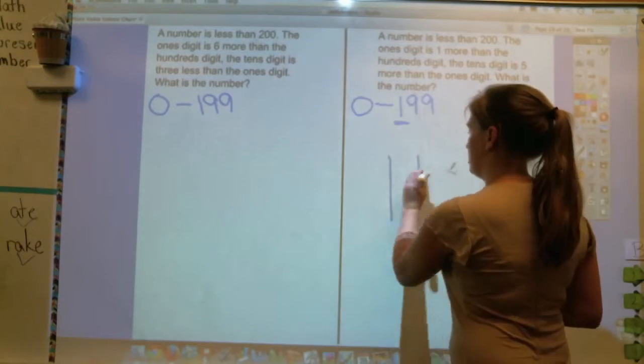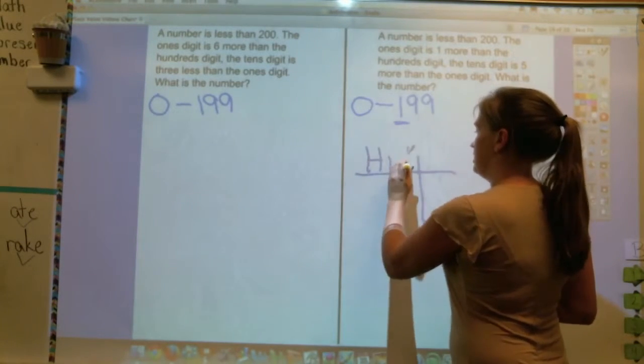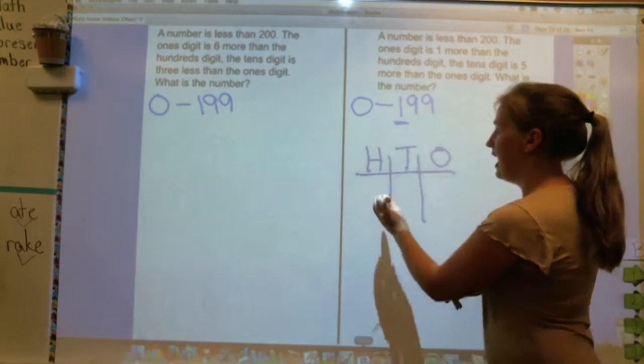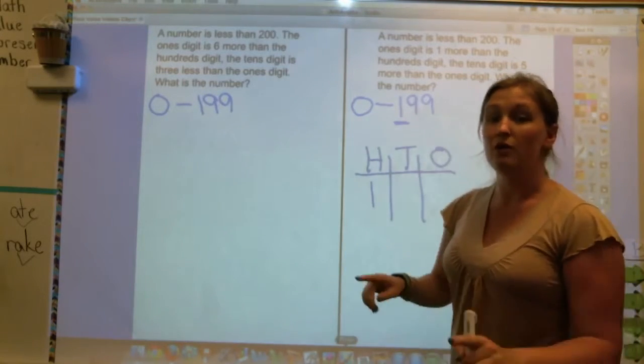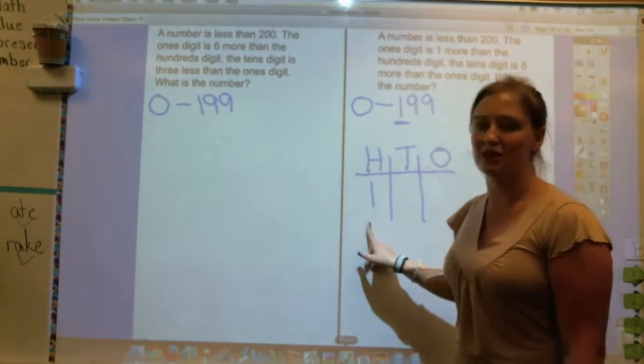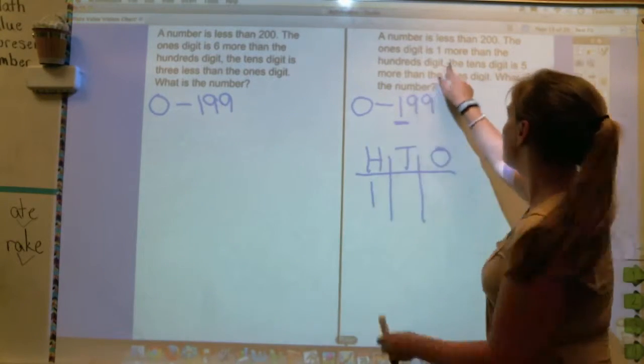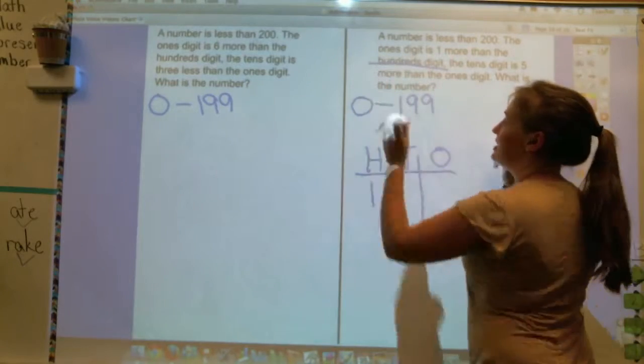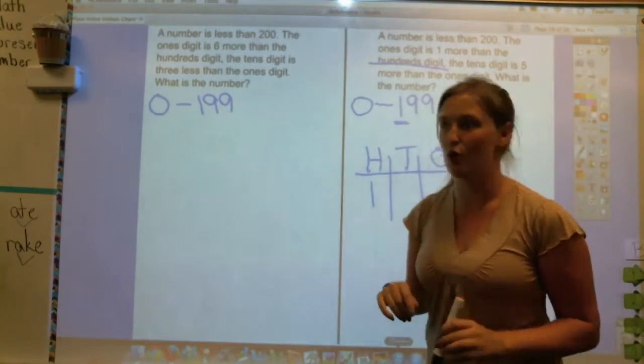So here's my hundreds place value chart. Hundreds, tens, and ones. I have to have 100 because that's less than 200, but also gives me a 3-digit number since I just read the hundreds digit, which means there is one already.